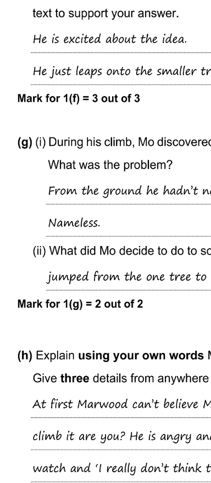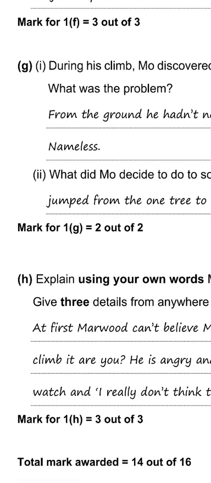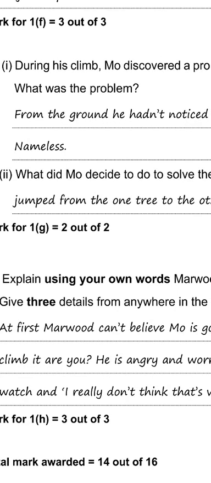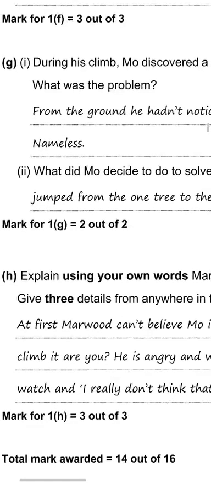There's no need to write the stories. There's no need to take things from the text. Just write it in your own words, very targeted and to the point. What is the problem? So give them the problem that is mentioned there. What did Mo decide to do to solve the problem? Now this question also, you will go back to the text. It starts with the word what. That means it is mentioned there what actually he did. Take out your answer and write it here.